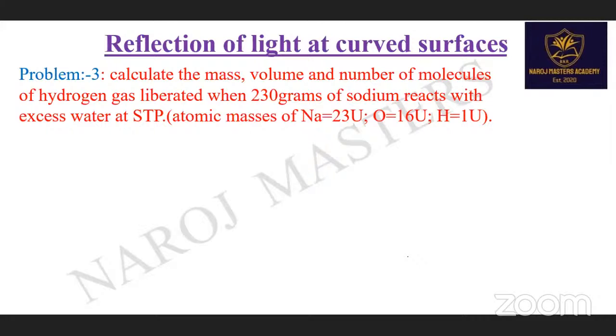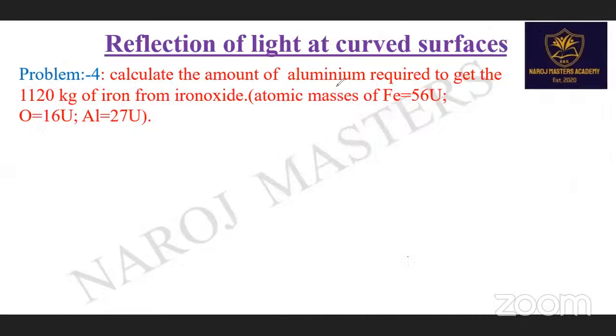Look at the next problem. Calculate the amount of aluminium required to get 1120 kg of iron from iron oxide. So first write the equation between the aluminium and iron oxide. Aluminium reacts with iron oxide, Fe2O3, gives aluminium oxide, Al2O3, plus iron. This is an unbalanced equation, so balance this one first.